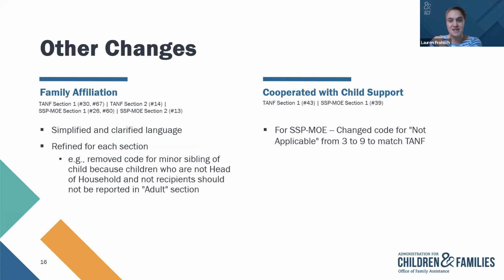A few other changes, we're close to the end here. Family affiliation, simplified and clarified the language and refined it for each section because there are different rules and different options according to the different sections. Just a flag that for cooperated with child support, not applicable, used to be 3, now it's 9 to match TANF. So we did a lot of work looking across sections, trying to make them more consistent when it made sense.